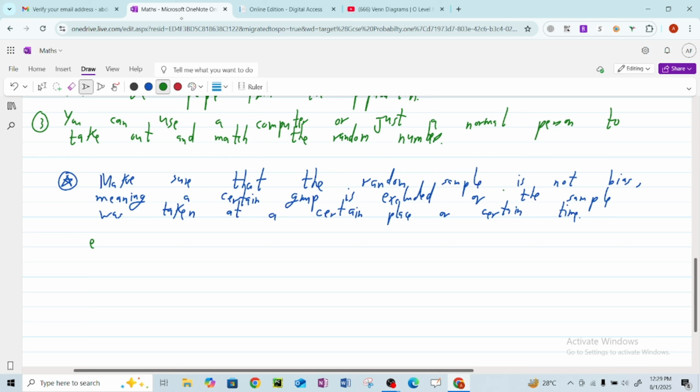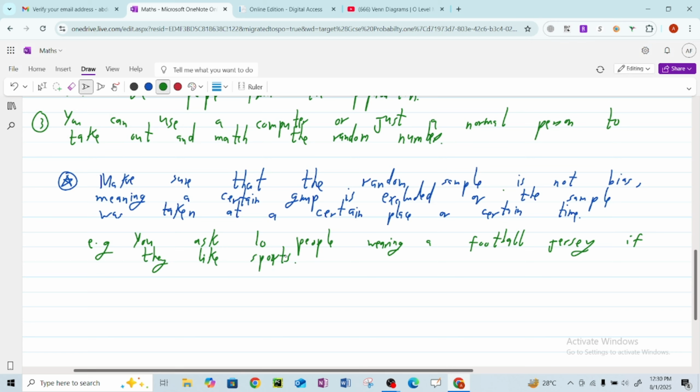for example, let's say if I take an example here, you ask 10 people wearing a football jersey if they like sports. Okay, but this will give you, like, all of them will say yes because they already have a football jersey. So you cannot, let's say, include certain people and exclude certain people.